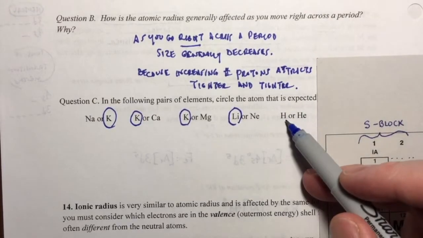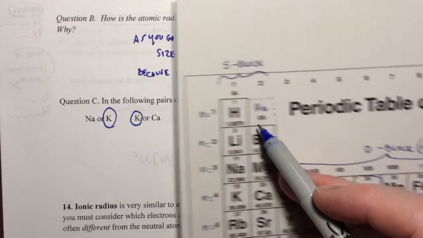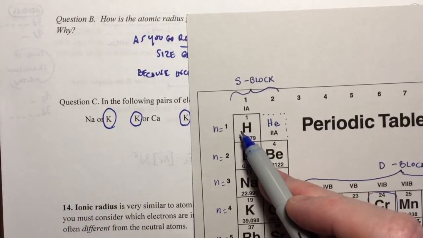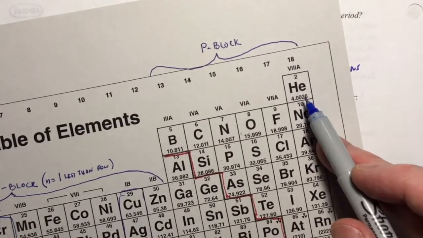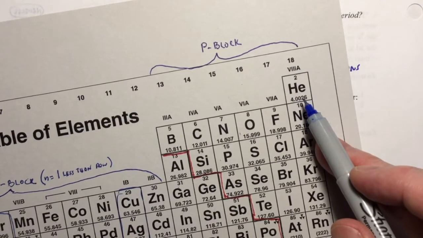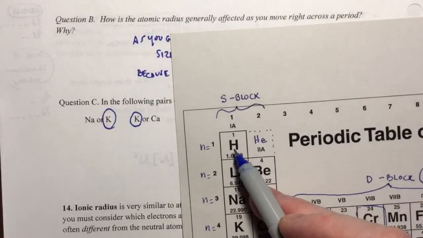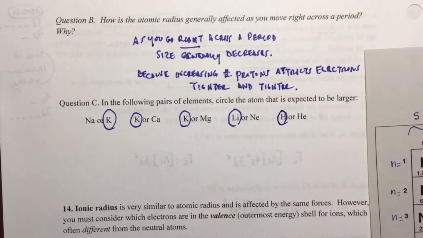And finally, we look at hydrogen or helium. So hydrogen and helium are in the same row, so they have the same valence level. So according to rule number 1, they are tied. For rule number 2, helium has 1 extra proton, so it is attracting its electrons tighter, and therefore helium is smaller than hydrogen. And so hydrogen is the larger of the two.